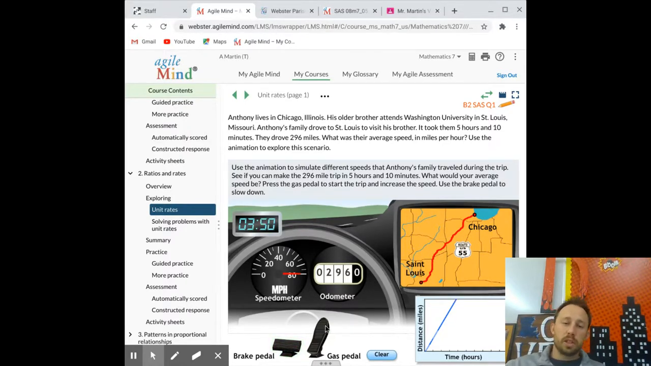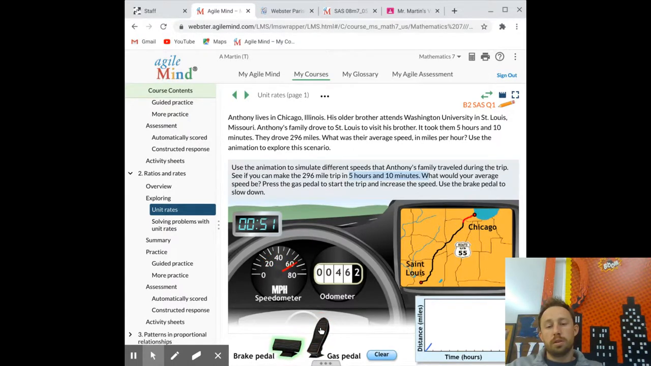All right, so it took us 3 hours and 50 minutes to go 296 miles. So is that how fast they drove? No. All right, so if they drove 80 miles per hour, it took 3 hours and 50 minutes, but it says that it took them 5 hours and 10 minutes. So they couldn't have driven that fast. So what do I need to do with my speedometer? Turn it down.